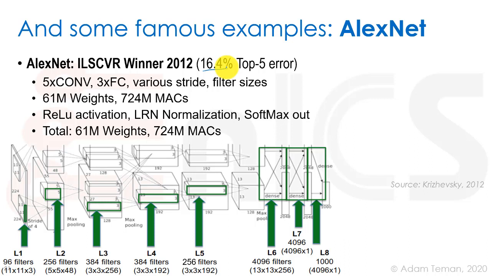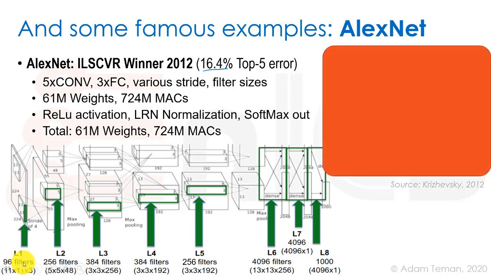Okay, this is a much larger network than LeNet. It had 5 convolutional layers, 3 fully connected layers. It has a variety of what happens here. Sometimes it has different strides, different filter sizes along the way. Okay, it used 61 million weights, 724 million MACs. Okay, a total of 61 million. I have that written there twice. Okay, so as we see here, AlexNet starts with 96 filters that are 11 by 11 by 3. Okay, and that turns out to have 34,000 weights and 105 million MACs.